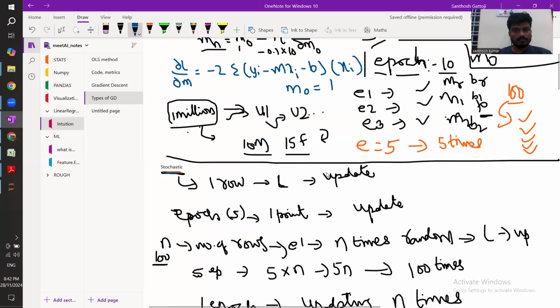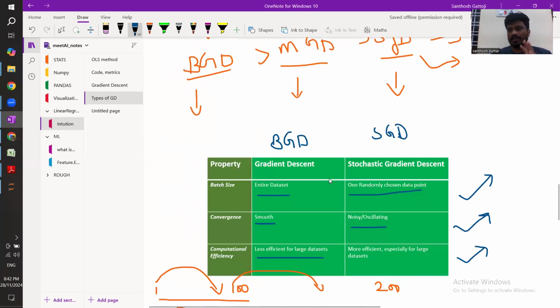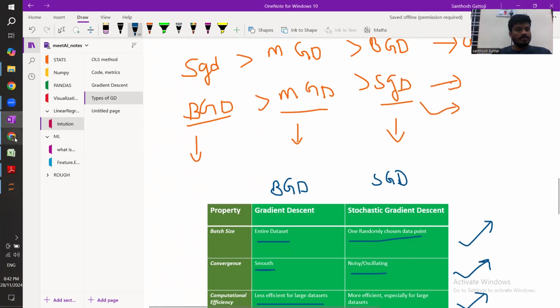No, Santosh. Clear. Okay, the main point: if you think about these three, the one thing that should strike your mind is how many data points I am considering to calculate the loss. That's it. From that you can track back the pros and cons of each.